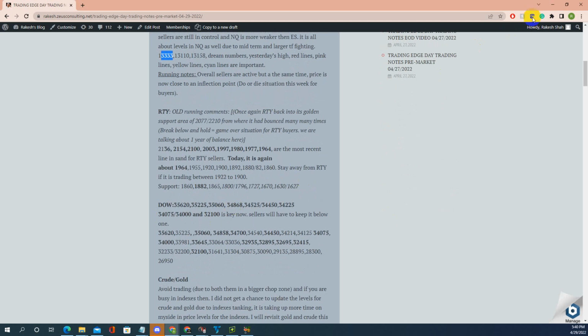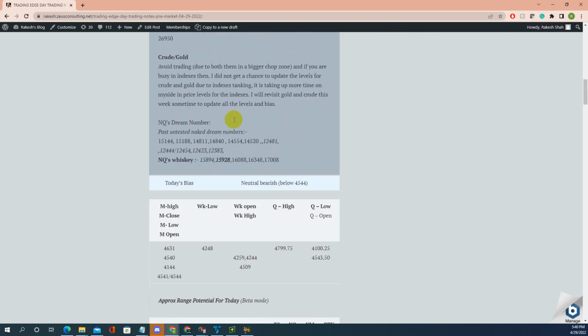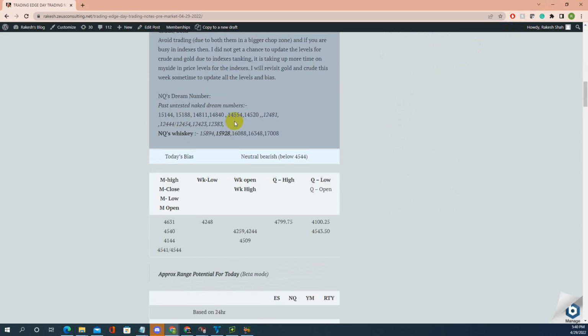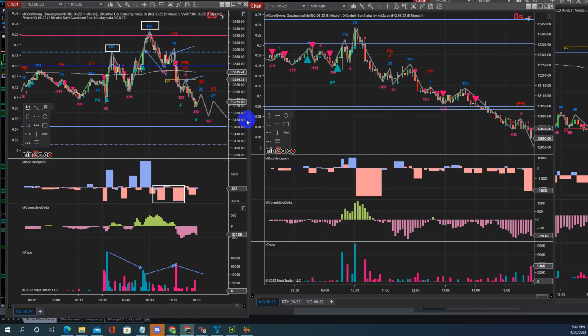Then the rest of the market I'm just going to scroll through and you can see it. Dream numbers, I forgot to put them here, but the dotted lines are dream numbers. 321 and 374 were the dream numbers. I'm going to cover NQ, and ES I'm not going to cover.